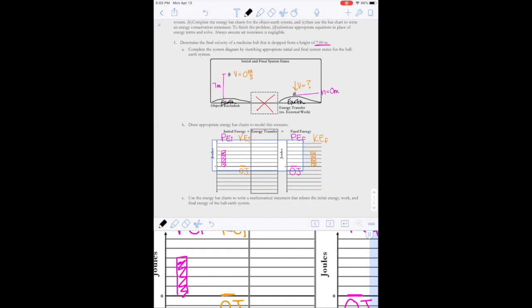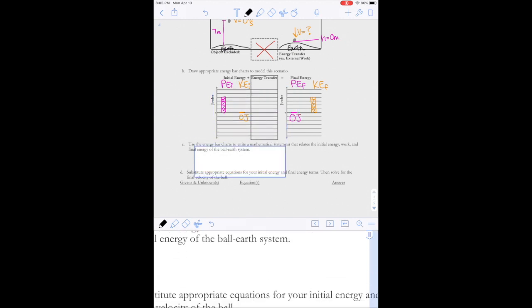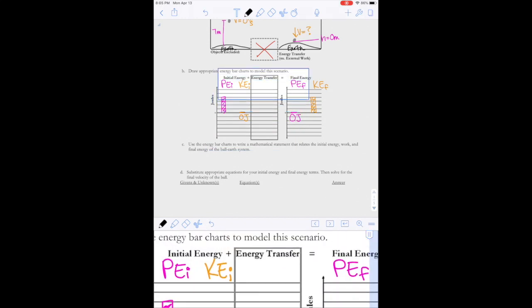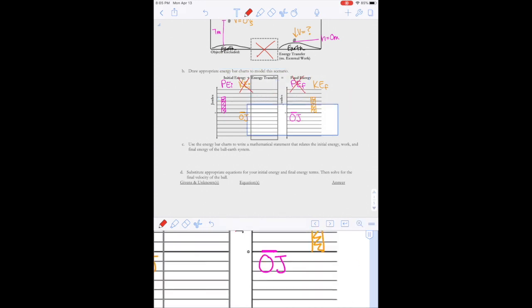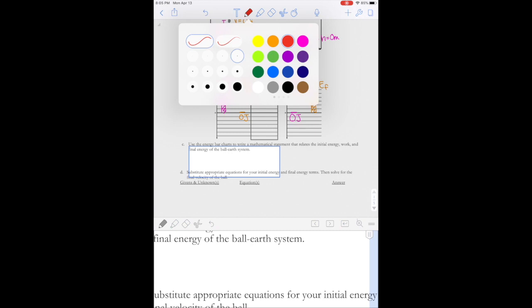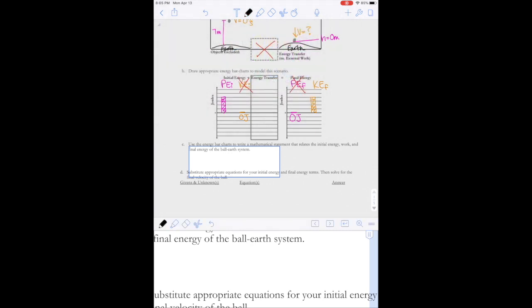All right, so that's my energy bar chart. Now it's asking me to write a mathematical statement that relates initial energy, work, and final energy of the system. So what I'm going to do here is go up here and cross out anything that was 0. So initial kinetic energy was 0. Final potential energy was 0. Now I'm going to come back down here and just write what's left.